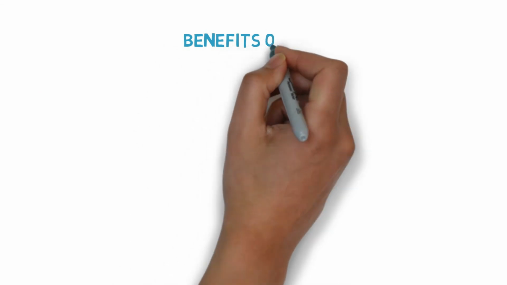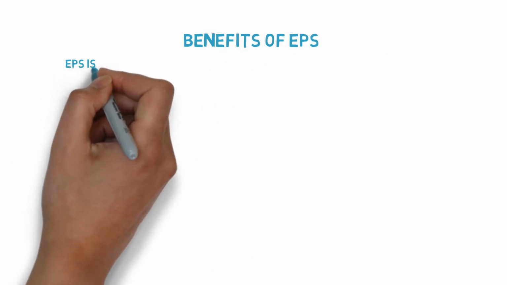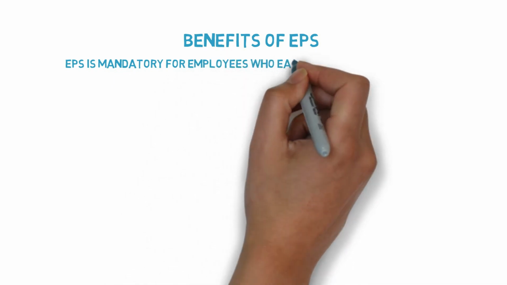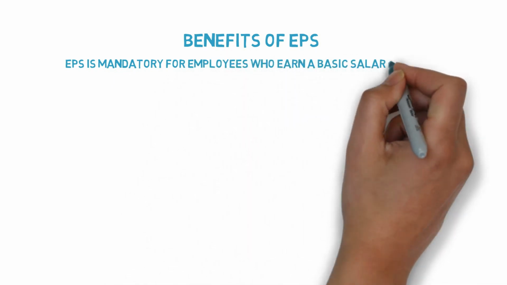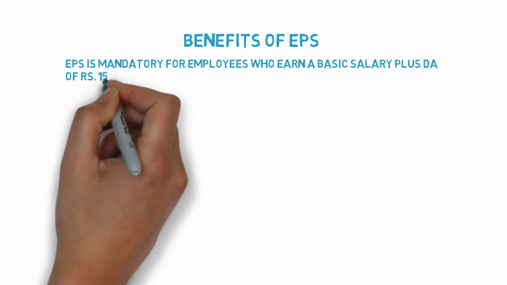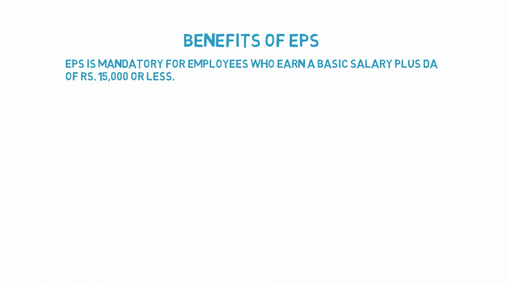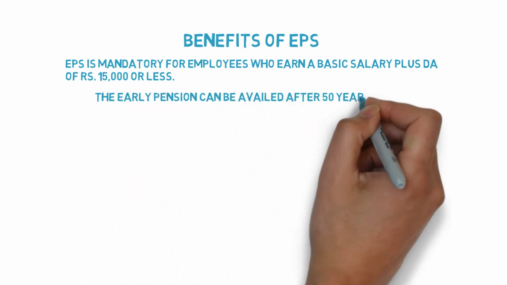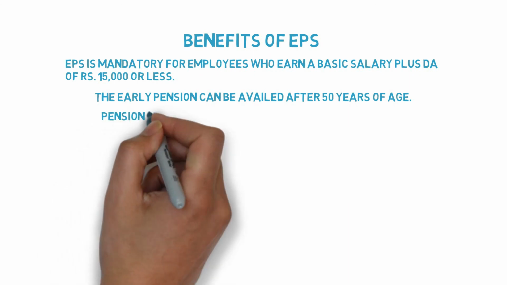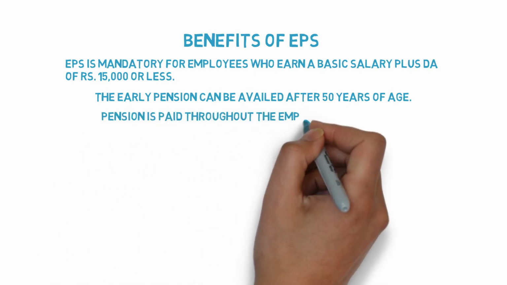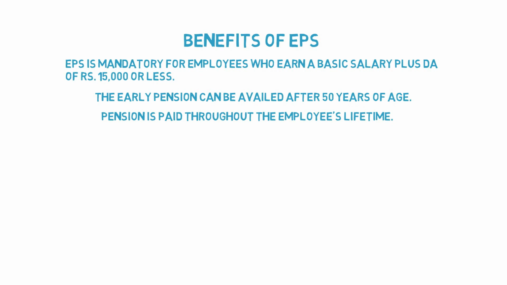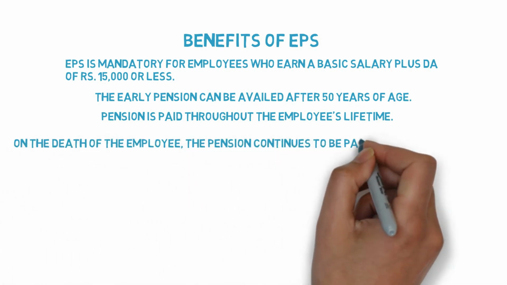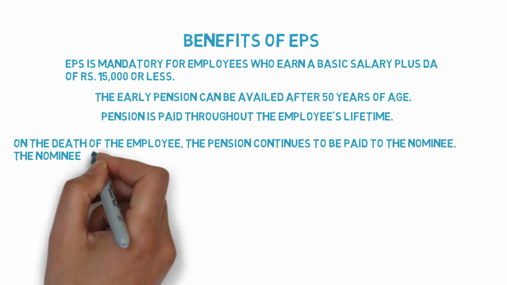Benefits of EPS includes mandatory pension if the monthly basic salary plus DA is less than 15,000. Early pension can be availed after 50 years of age. Pension is paid throughout employee's lifetime and will be continued to be paid after his death until the registered nominee attains the age of 25.